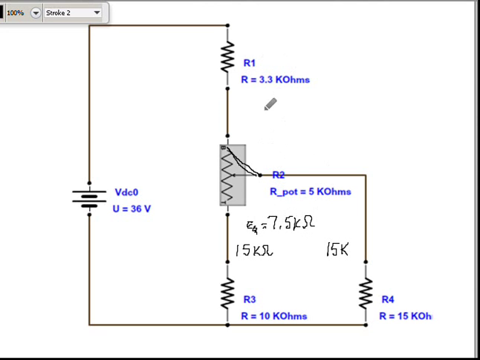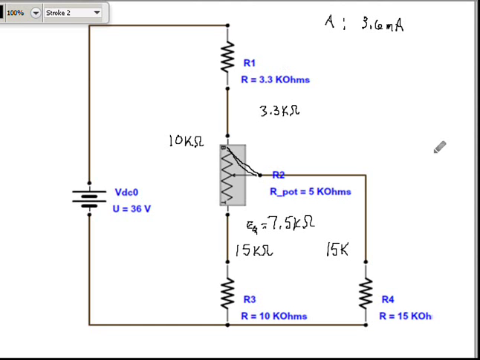Well, R1 still remains 3.3K. So 7.5K plus 3.3K, the equivalent resistance for this entire circuit, or the total resistance, since it's series, is 10K ohms. So 36 volts divided by 10K ohms, we're going to end up with 3.6 milliamps. Case A. 3.6 milliamps. Total current.